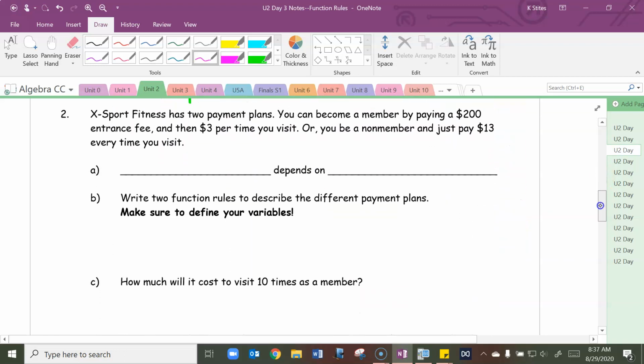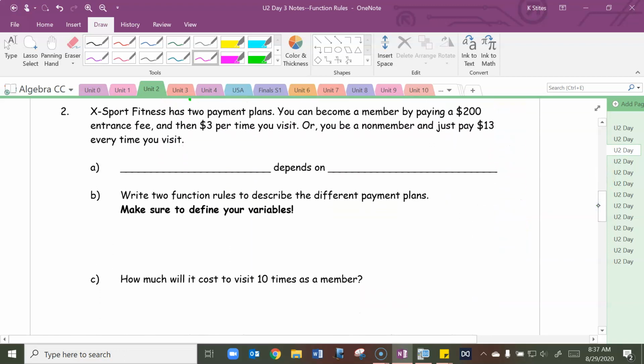Okay, let's try another situation. Export Fitness has, excuse me, not 12 payment plans, 2 payment plans. You can either be a member by paying a $200 entrance fee and then $3 per time you visit, or you can be a non-member and you just pay $13 every time you visit.